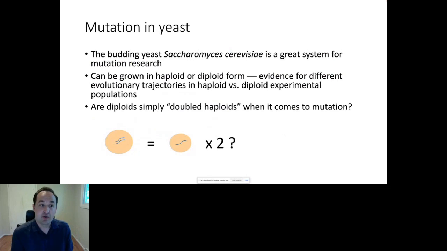And you may know also that yeast can grow in both a haploid and a diploid form. And I was intrigued by evidence that haploids and diploids seem to evolve in somewhat different ways when people do experimental evolution studies with them. And so we wanted to understand better how haploids and diploids were actually generating spontaneous mutations, where our null hypothesis would be that diploids are simply doubled haploids when it comes to the mutation process.